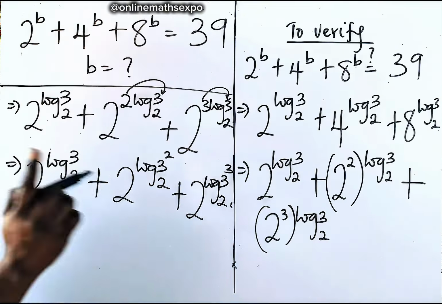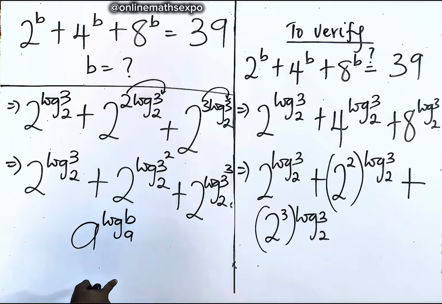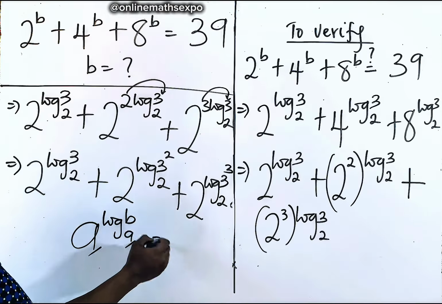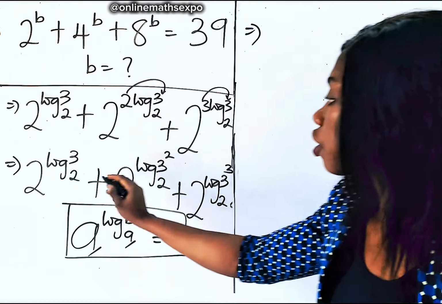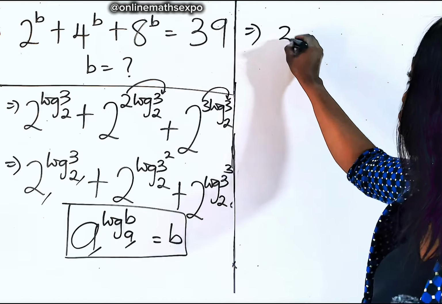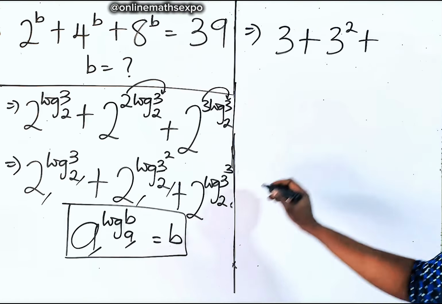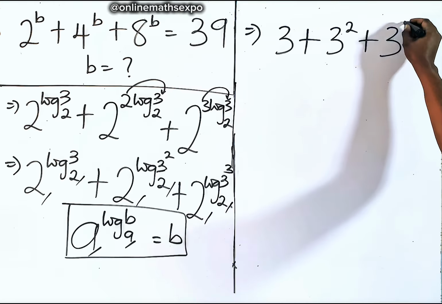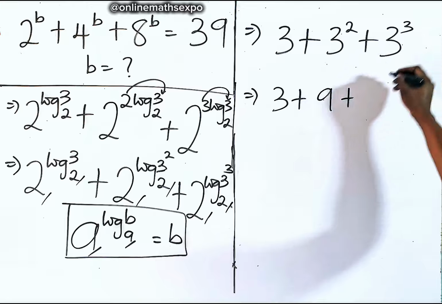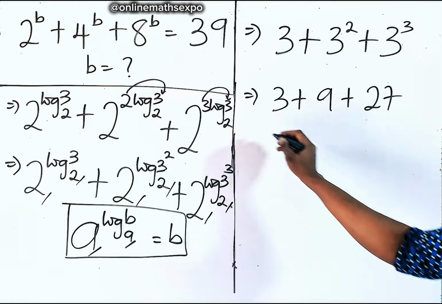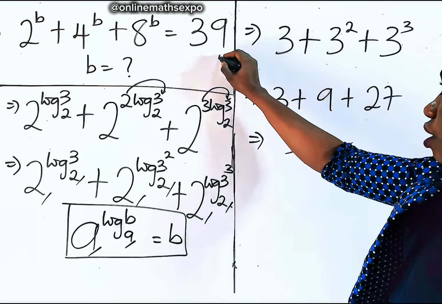Now at this point, just remember, for every a to the power of log of b base a, these two are the same. It gives you this number b. So if we apply this rule of logarithm, we have 3, plus 3 squared, plus 3 cubed. If you simplify, you have 3, this gives us 9, and this gives us 27. And when you add this all together, it's going to give us 39. And that is what we have on the right side.